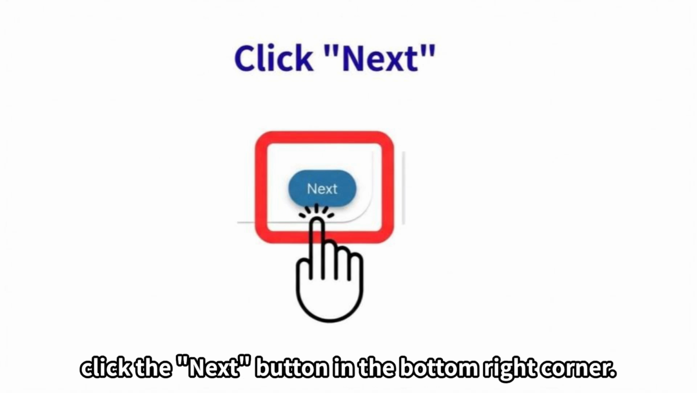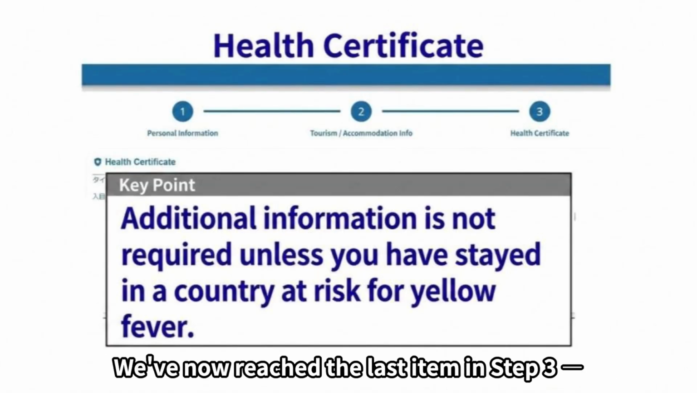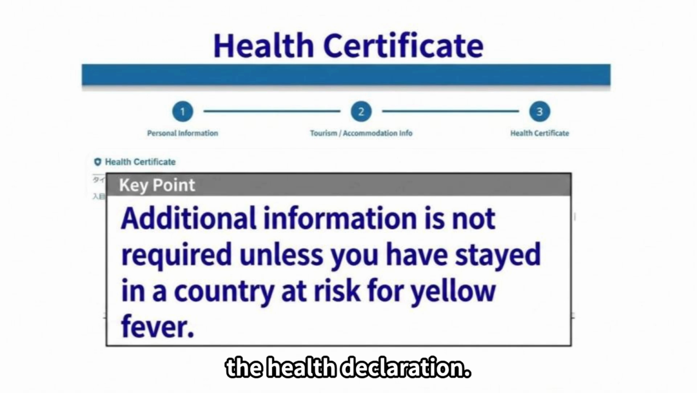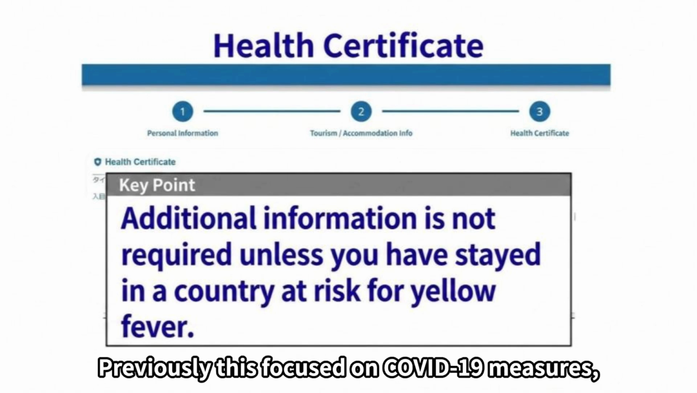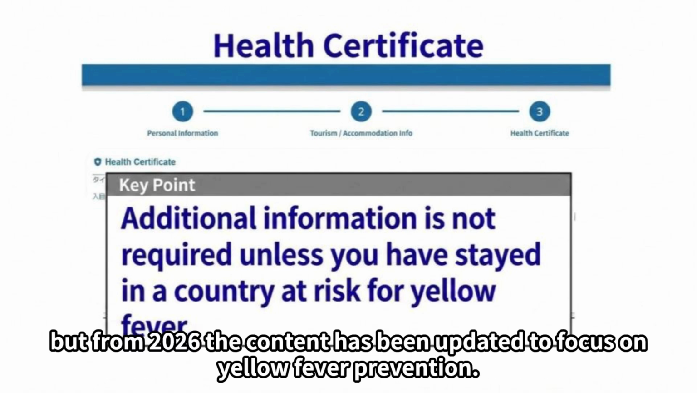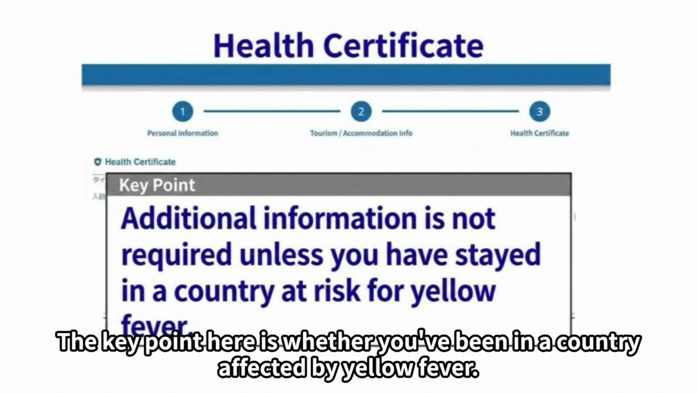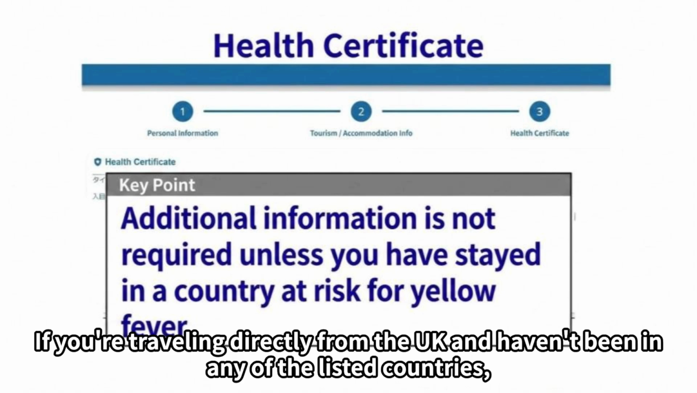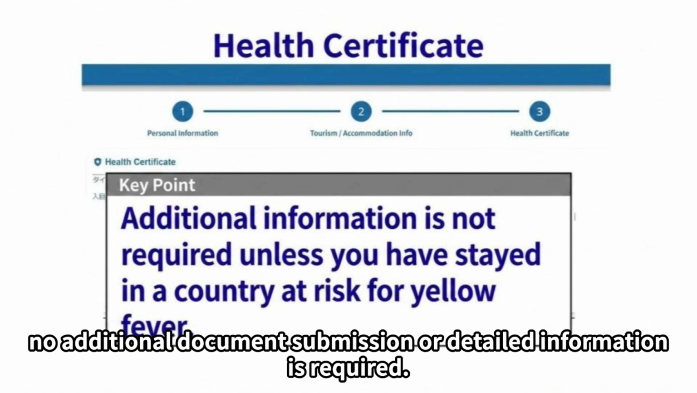bottom right corner. We've now reached the last item in step 3, the health declaration. Previously, this focused on COVID-19 measures, but from 2026, the content has been updated to focus on yellow fever prevention. The key point here is whether you've been in a country affected by yellow fever. If you're traveling directly from the UK to Thailand and haven't been in any of the listed countries, no additional document submission or detailed information is required.